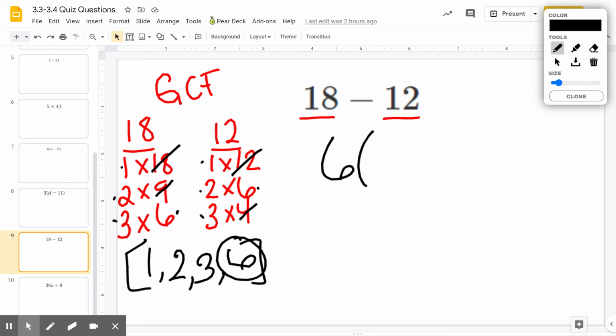Then we have to ask ourselves, 6 times what gets me to 18? Well, that's 3. 6 times 3 is 18. And then the same thing as usual, we copy the operation. So in this case, it's minus.